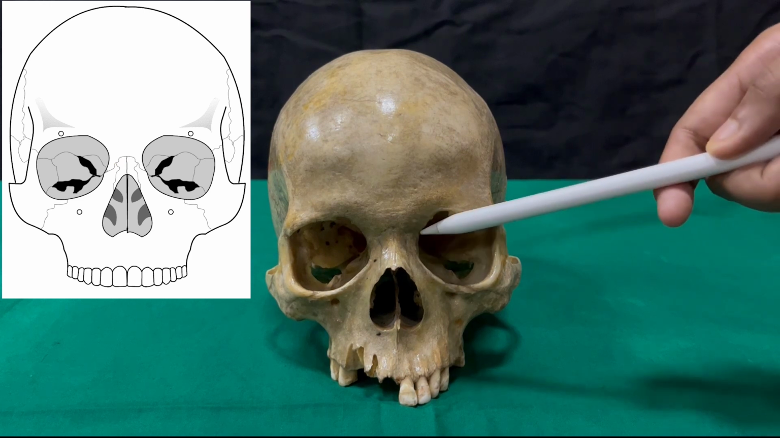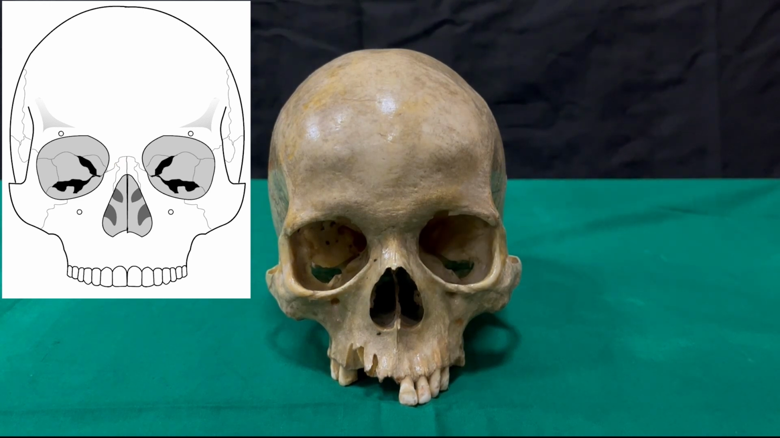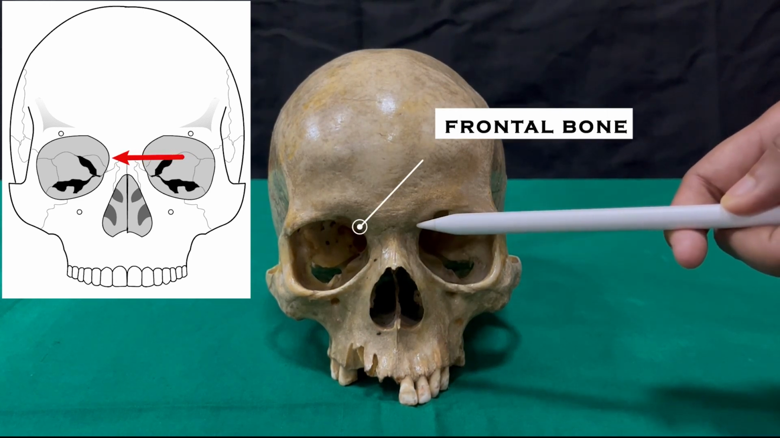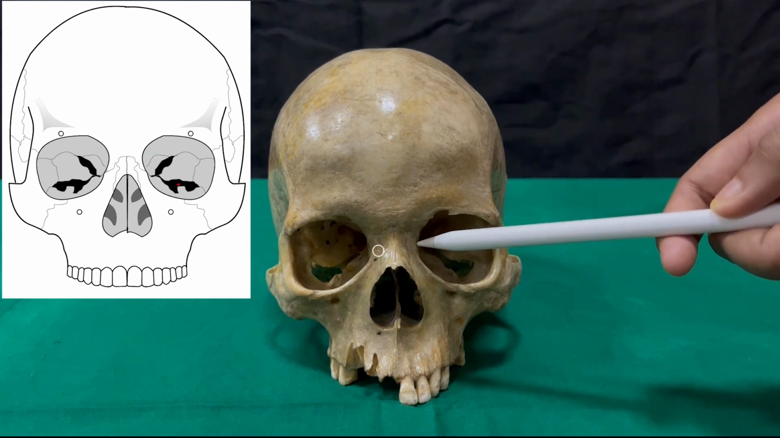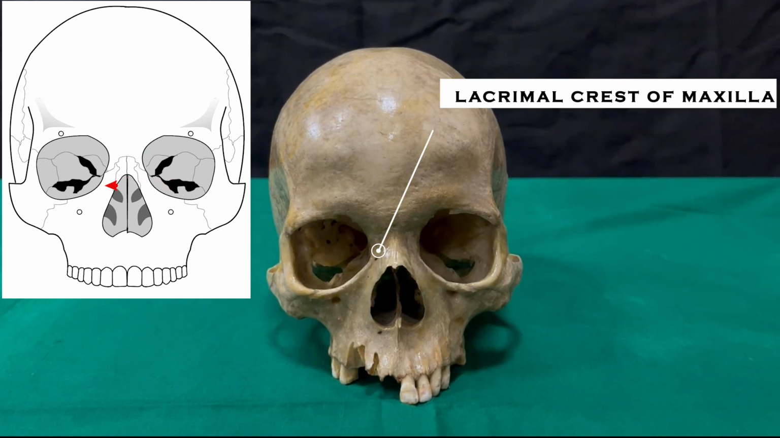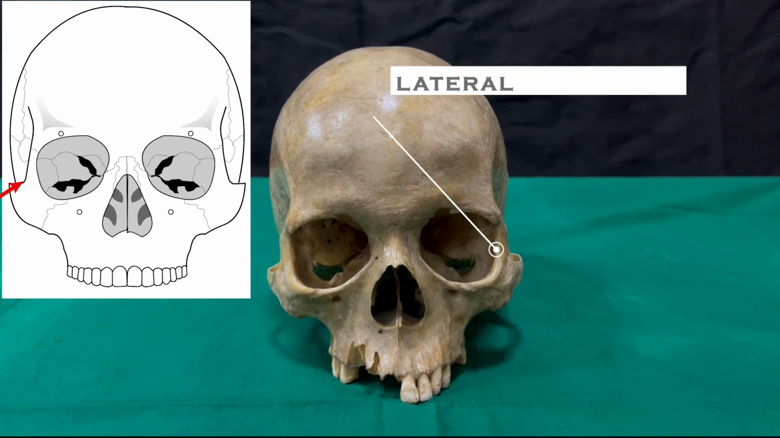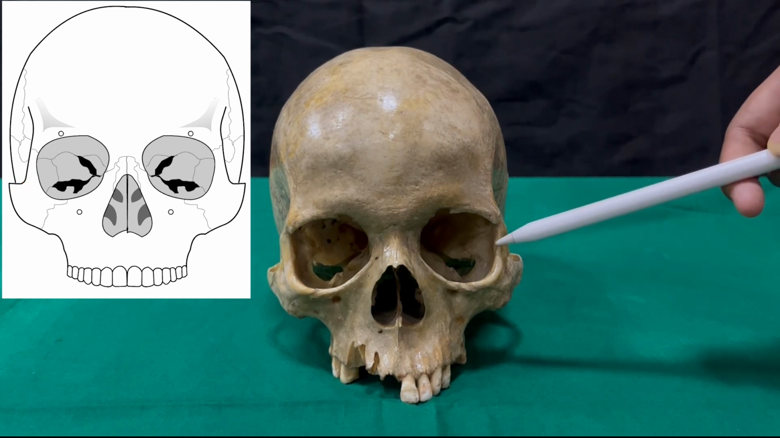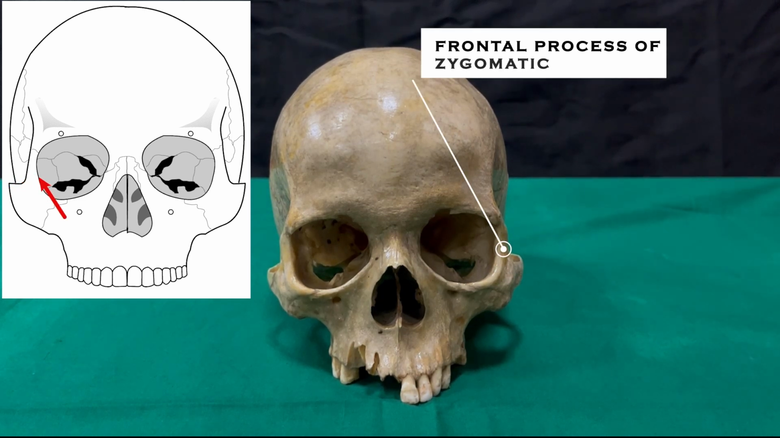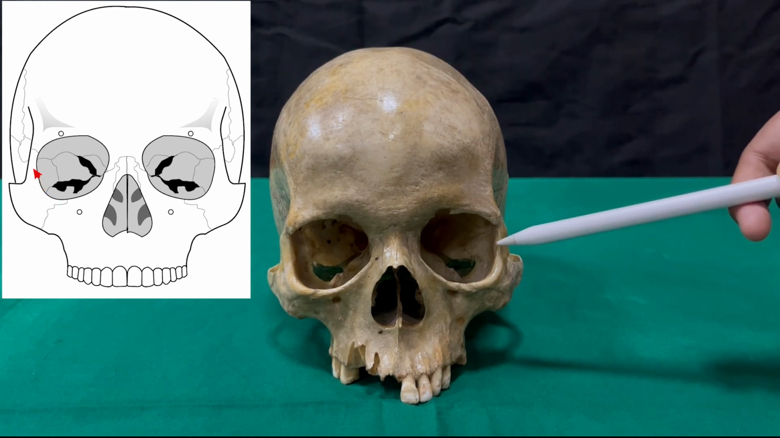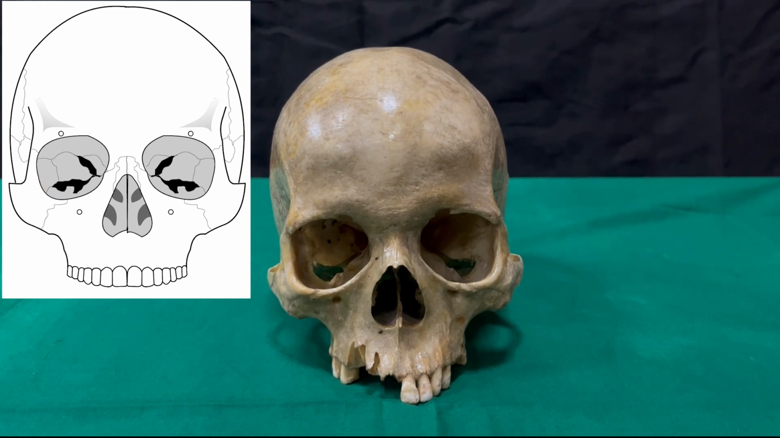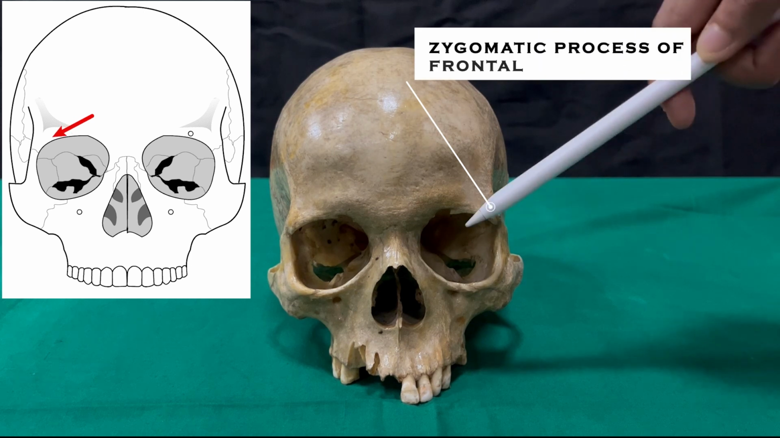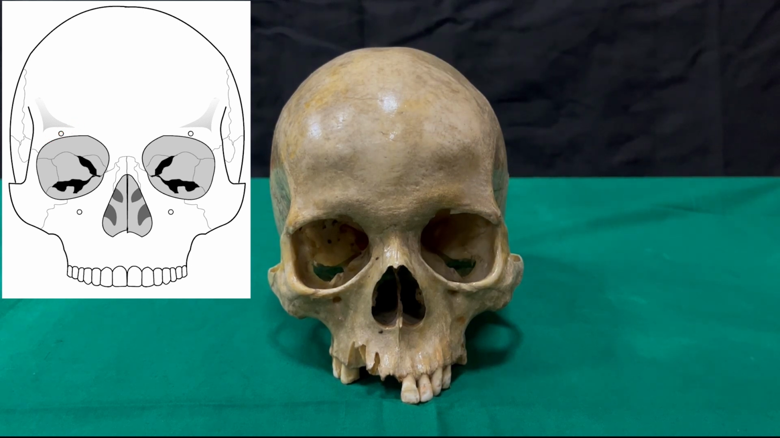It is formed by the frontal bone above and by the lacrimal crest of the frontal process of the maxilla below. The lateral orbital margin is formed mostly by the frontal process of the zygomatic bone, but is completed above by the zygomatic process of the frontal bone.